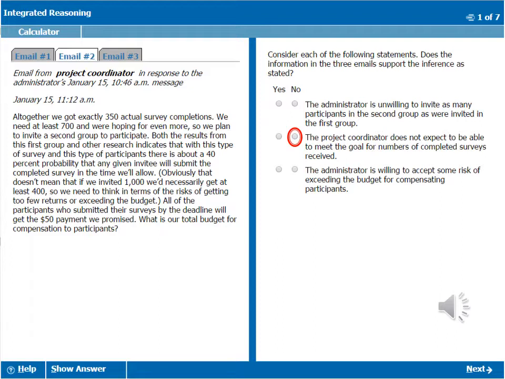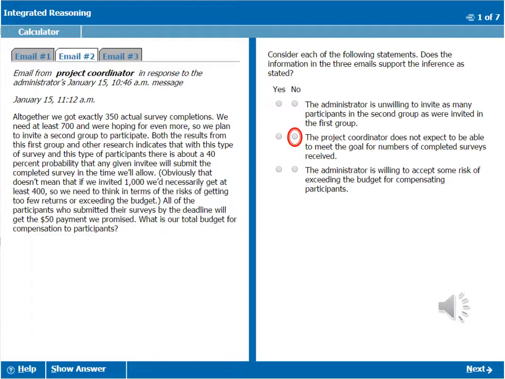Both the results from the first group and the other research indicate that for this type of survey and these type of participants, there's about a 40% probability that any given invitee will submit the completed survey in the time we allow. Obviously, that doesn't mean that if we invited 1,000 people, we'd necessarily get at least 400. So we need to think in terms of the risks of getting too few returns or exceeding the budget.